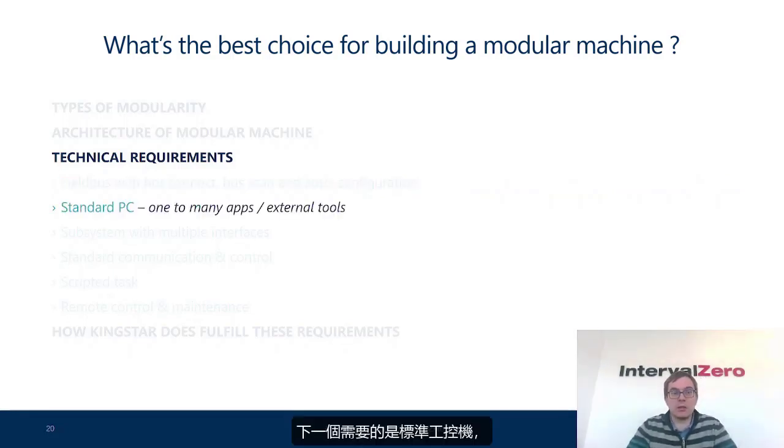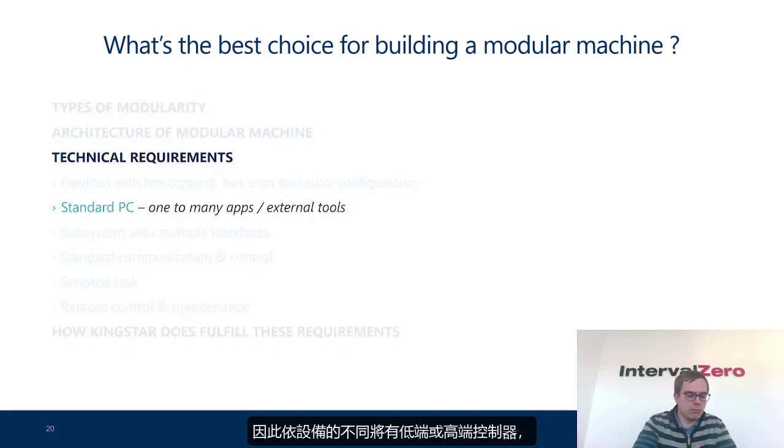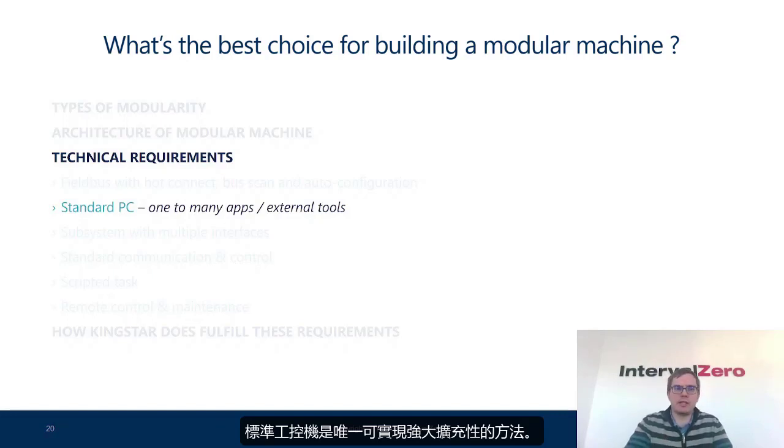The next step is that you need to have a standard PC, because to be modular, you will want to have optional components, optional software. Therefore, depending on the machine, you will have a low-end or a higher-end controller. And if this controller has an ARM or a very specific board kind of architecture, it is very hard to scale. A standard PC is the only way to be very, very scalable.